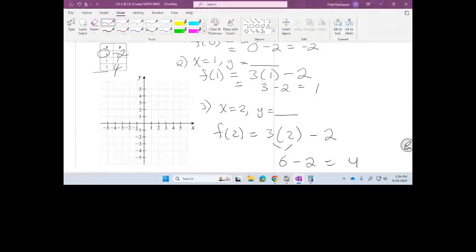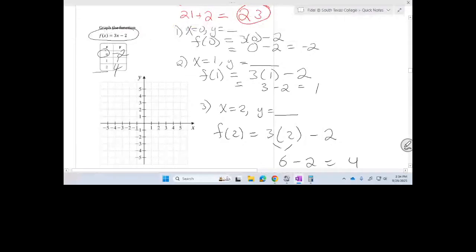So look, let's go ahead and draw those points. The first point, y'all, 0 and negative 2. Remember, the first number is my x, so we're not going to go left and right, but we are going to go down to negative 2. Okay. 1 and 1 means we're going to go right 1 and up 1, so right there. And then 2 and 4 means we're going to go right 2 and up to 4 right there. And boom, there is our line. Okay. There's our graph.